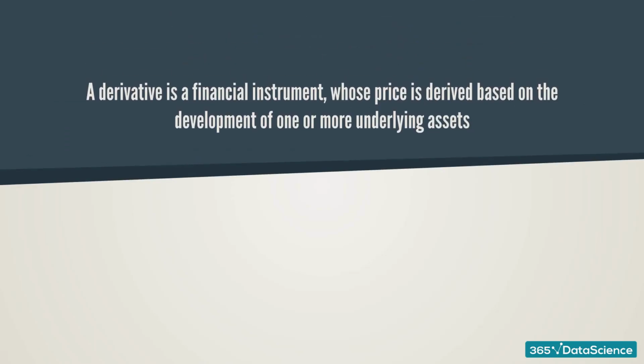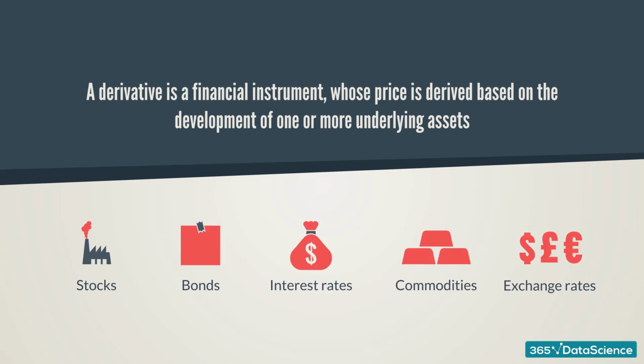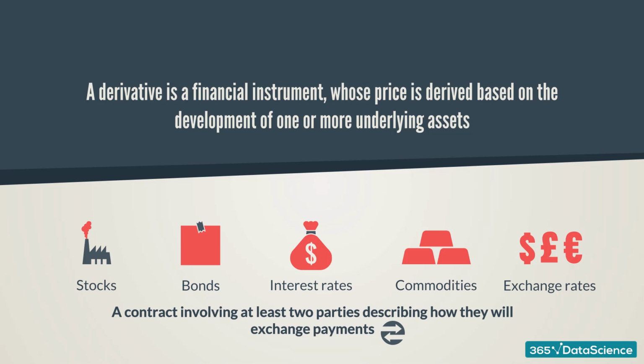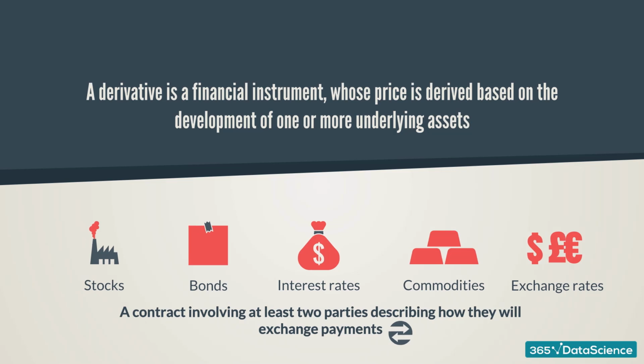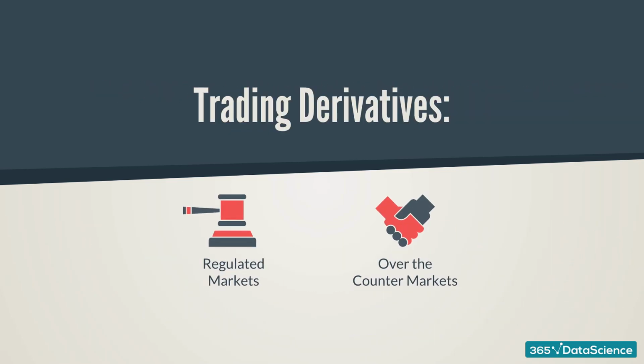A derivative is a financial instrument whose price is determined, or should we say derived, based on the development of one or more underlying assets, like stocks, bonds, interest rates, commodities, and exchange rates. It is a contract involving at least two parties and describing how and when the two parties will exchange payments. Some derivative contracts are traded in regulated markets, while others traded over the counter are not regulated. Derivatives traded in regulated markets have a uniform contractual structure and are much simpler to understand.